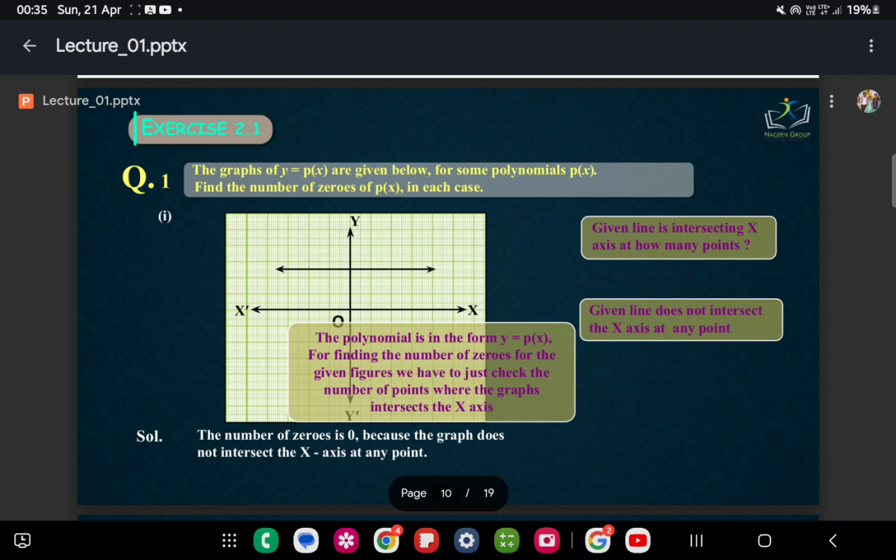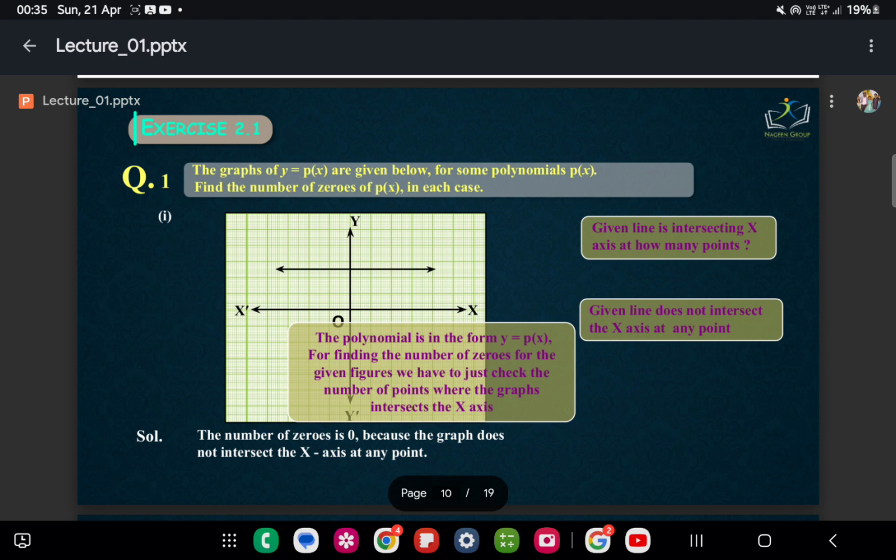Here all the graphs are represented with the x-axis. Is it touched or not? How many times is it touched? At how many points has it been touched? We will study this in this topic with explanation.